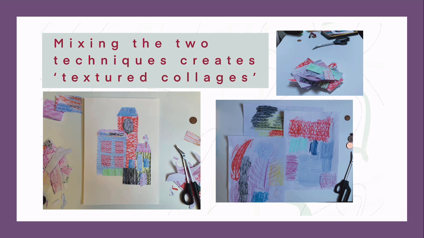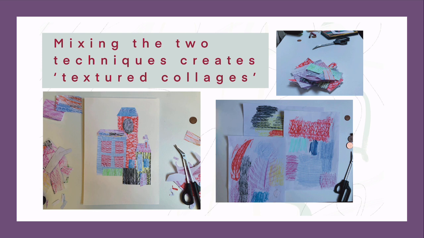So if we mix those two techniques, then we're going to be creating textured collages. So we're going to be doing rubbings of different objects, cutting them out and then collaging them down to make an image. And as we're doing rebuilding the community, we're going to be focusing on buildings.